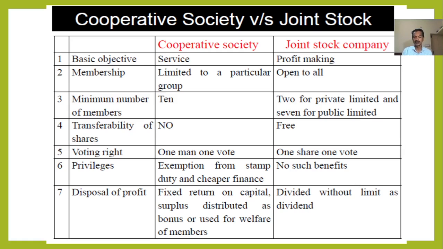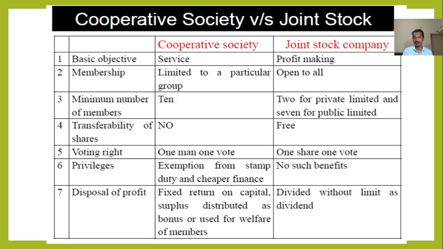Voting rights. In case of cooperative society, it does not depend on how much shares he invested. There is one man, one vote. It does not depend on the shares held by that person. Everyone gets one vote. But in case of a joint stock company, one share, one vote. It will depend on the number of shares held by the shareholders.